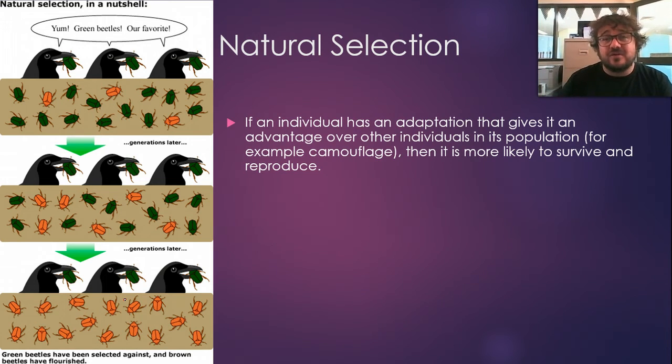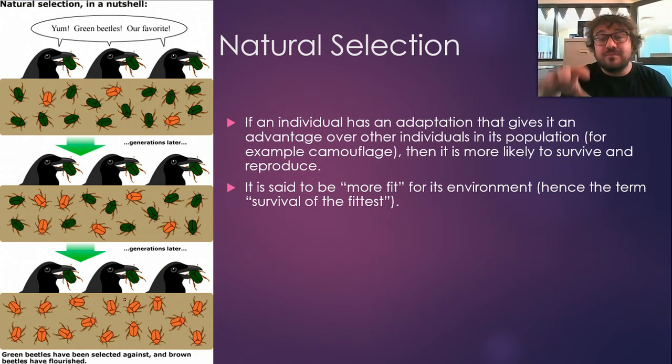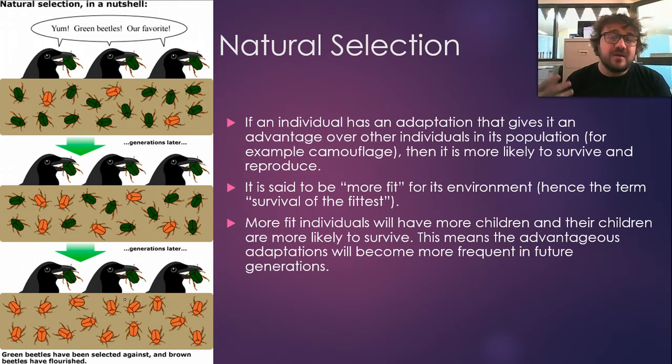So if an individual has an adaptation that gives it an advantage over other individuals, often camouflage is a good example, it is more likely to survive and reproduce. It is said to be more fit for its environment. So in a snowy place, white rabbits are going to be better suited than black rabbits. More fit individuals will have more children, and their children are more likely to survive because they will have inherited those traits from their parents.